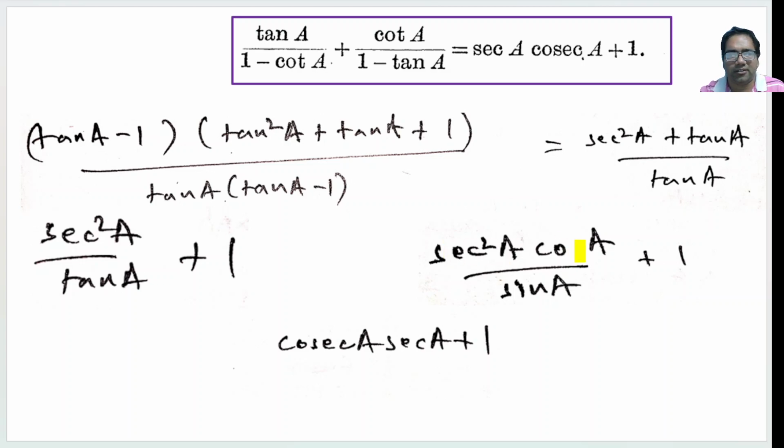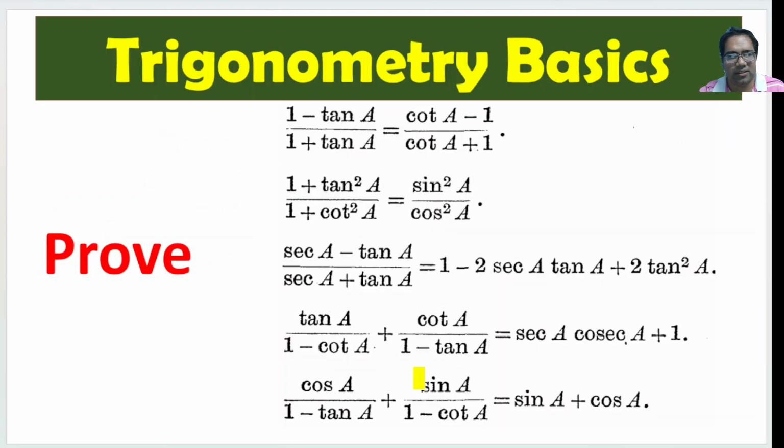Now, secant A and cos A. There are two secant A's and one cos A. Secant A and cos A are inverse, so secant A times cos A is 1. So we'll be left with secant A by sin A. What is 1 by sin A? It is cosecant A. So this becomes cosecant A secant A plus 1, which is what we wanted to show: secant A cosecant A plus 1. Hope you understood this. They're pretty simple results, just a little bit of algebraic manipulation is needed in all these cases.